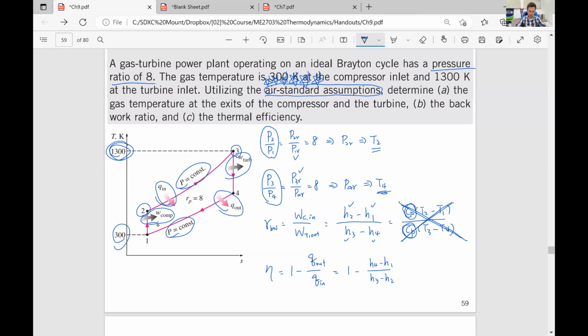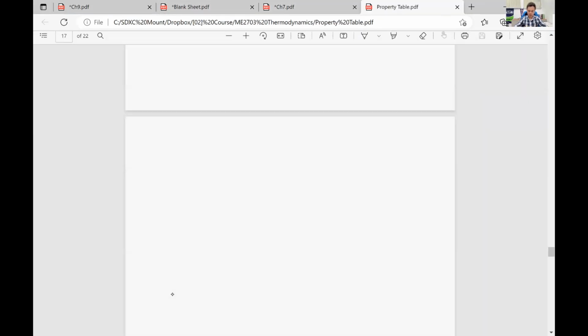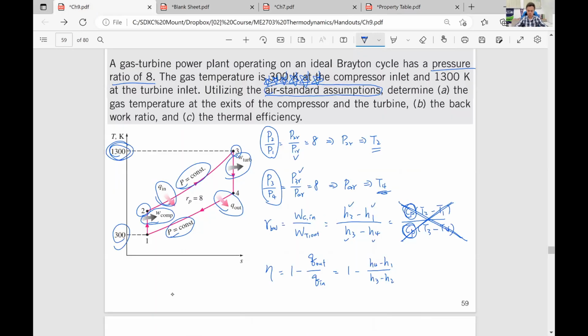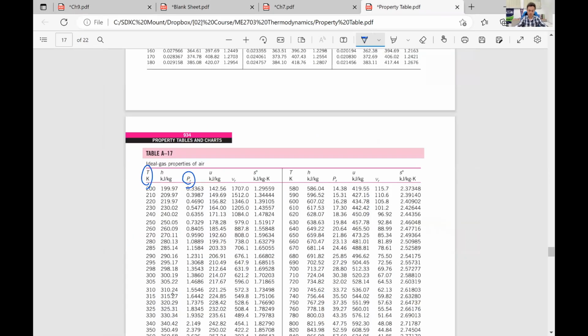Okay, so if you go to the table A17, just go to A17 right here. So PR, relative pressure, depends on temperature. So once you know the temperature, you know the relative pressure, or vice versa. Once you know the relative pressure, you know the temperature using the table here.